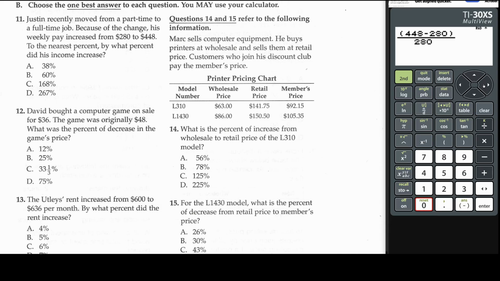So by clicking the right arrow key here, all you have to do is multiply by 100. Enter. So you have a 60% increase. Okay, so 60% increase, that would be B.